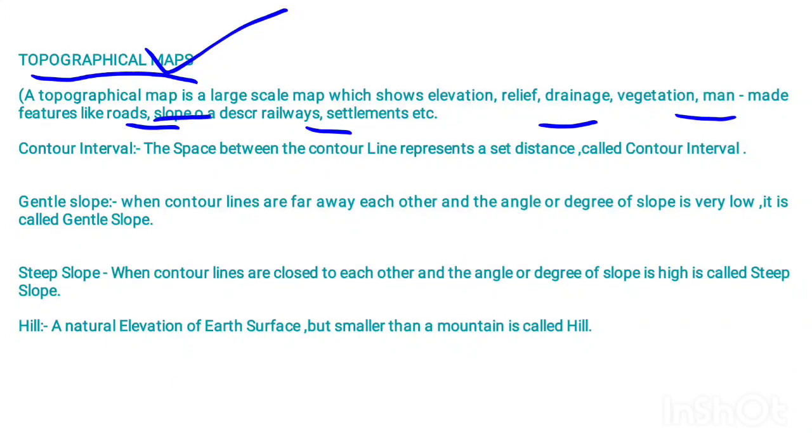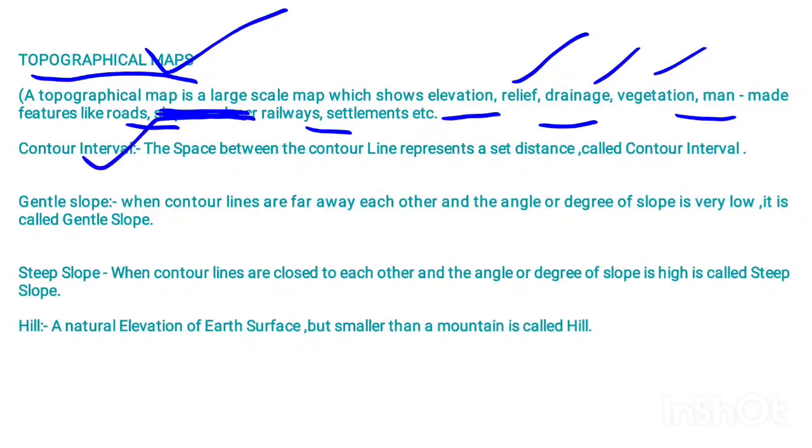Sorry, some words were added here which are not necessary. So what is a topographical map? A topographical map is a type of large scale map. What is a large scale map? A large scale map shows a smaller area, and a small scale map shows a larger area. The large scale map which shows the smaller area, and which shows the elevation, relief, drainage, vegetation and man-made features like roads, railways, settlements, etc., is called the topographical map.